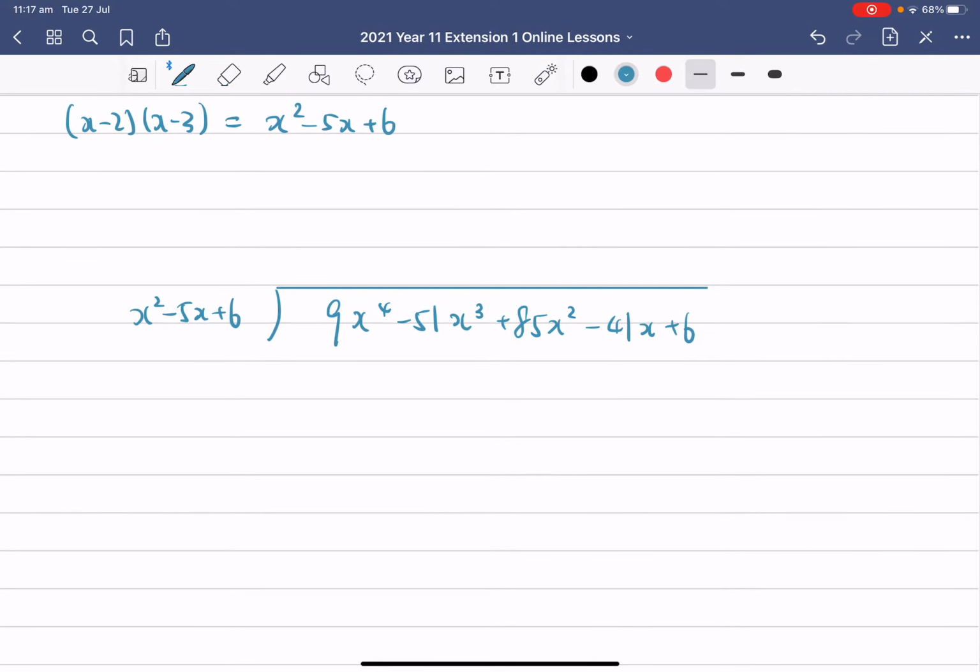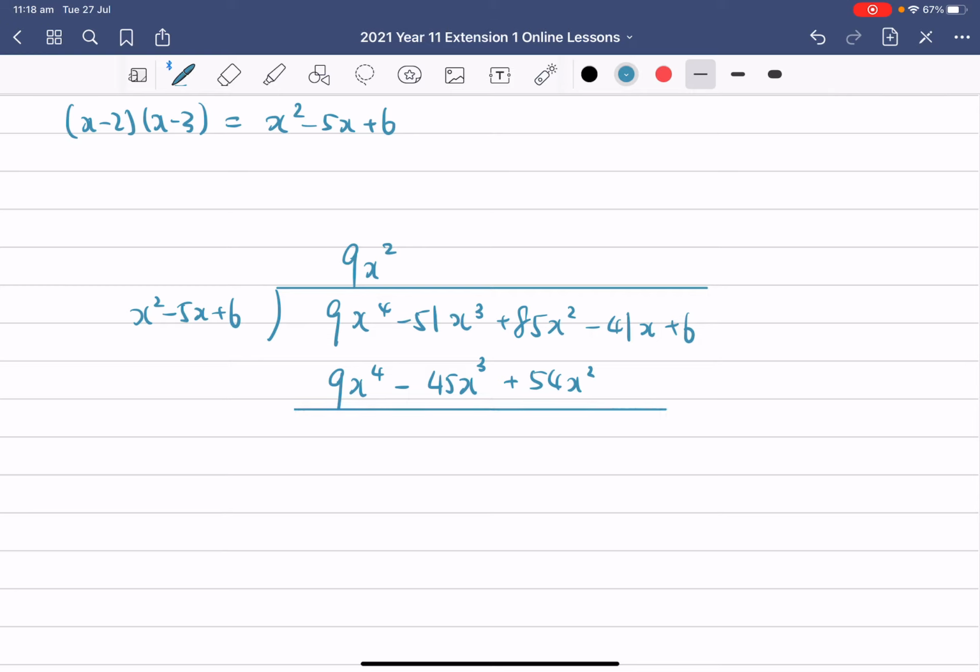Let's continue. All right, 9x to the power 3. Let's start again. That's 9x to the power 4, minus 45x to the power 3, plus 54x to the power of 2. All right, I'm pretty scared now. Let's hope I'm not wrong.